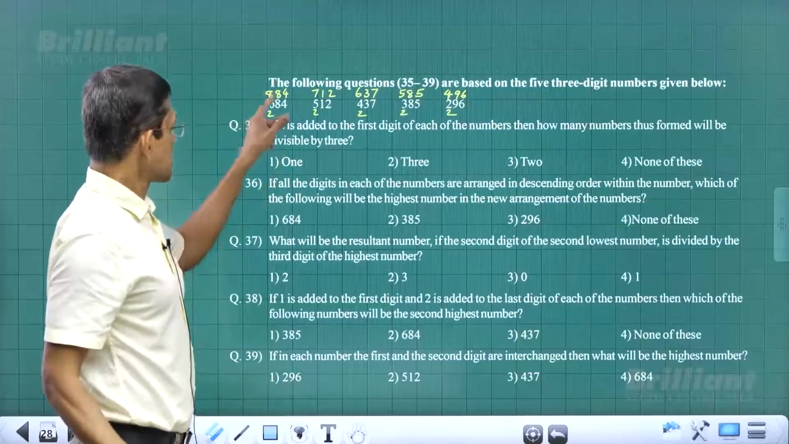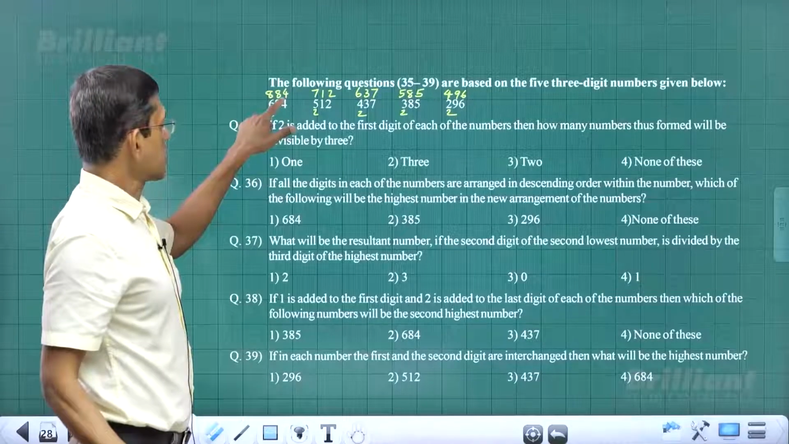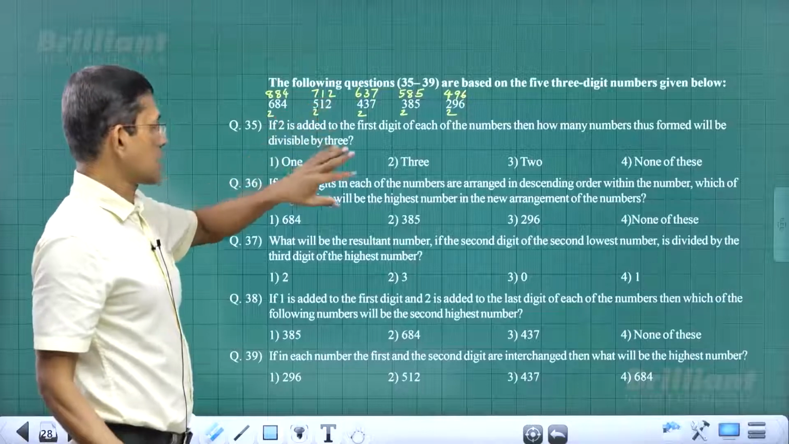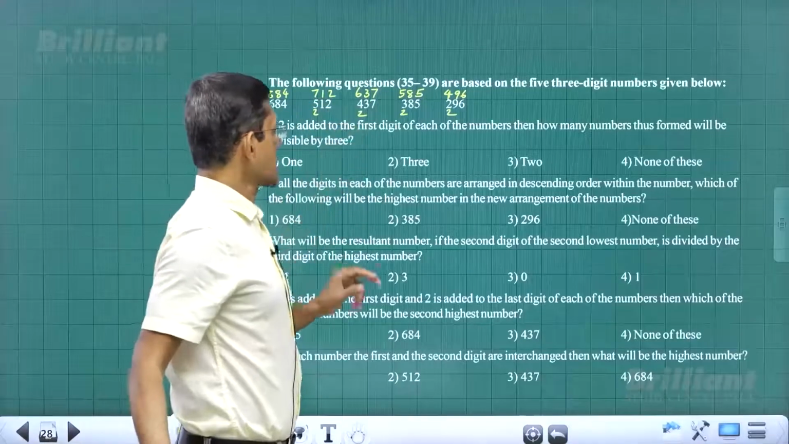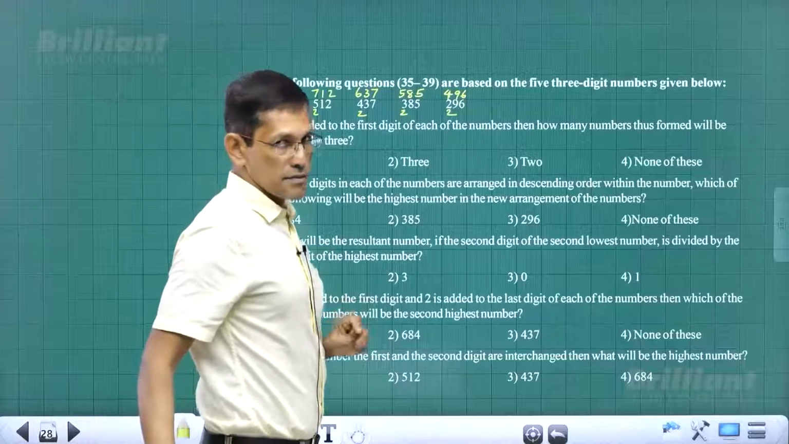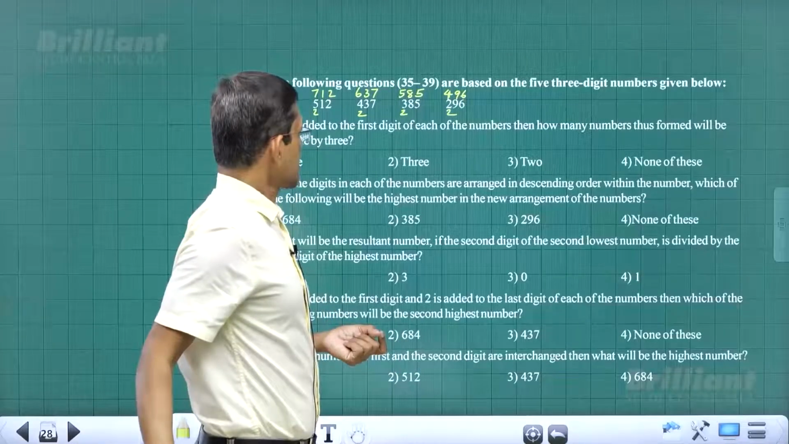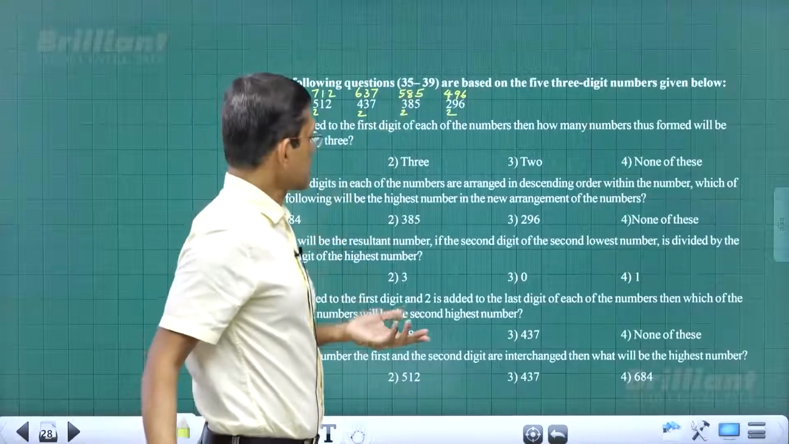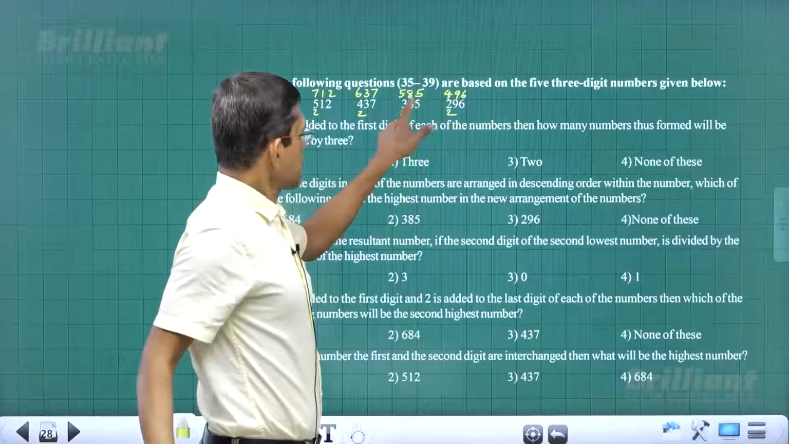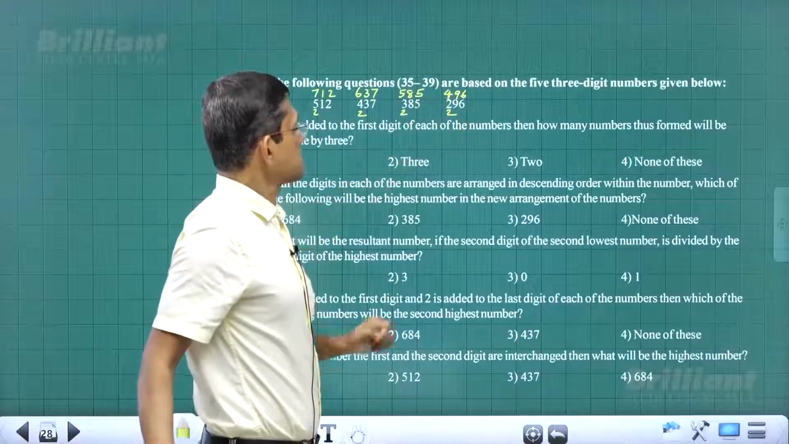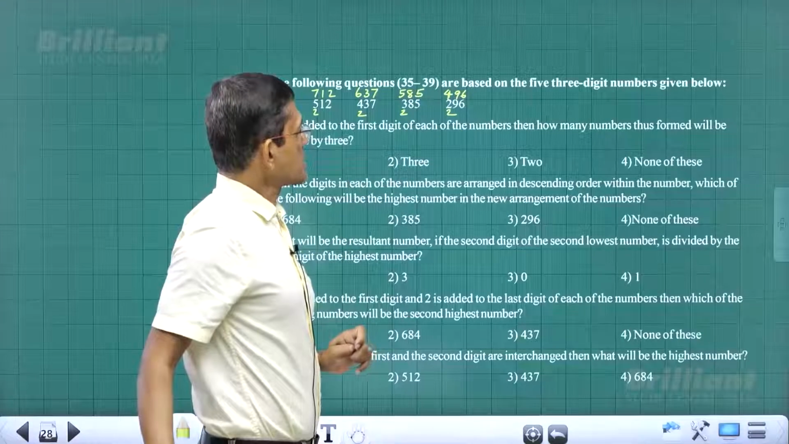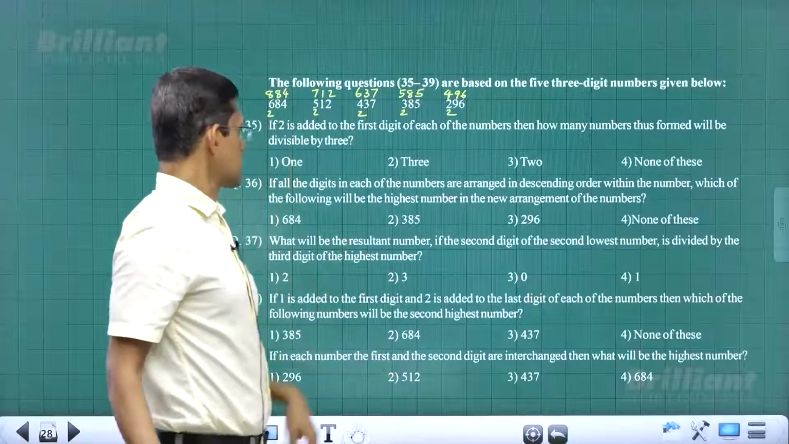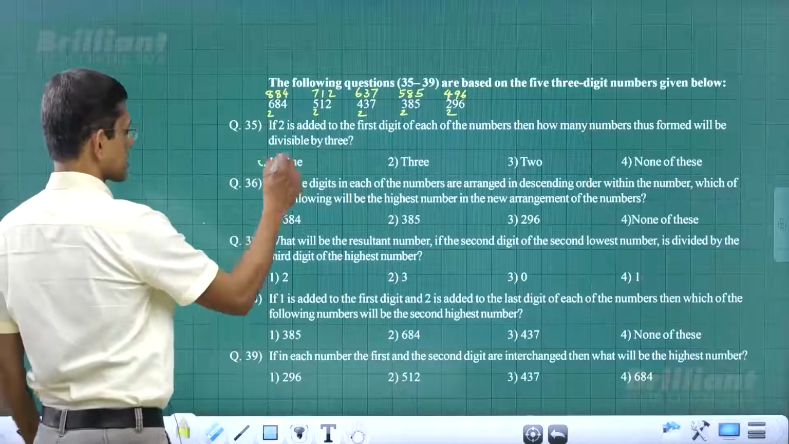Here it is 8 plus 8, 16 plus 4, 20. That's not divisible by 3. 7 plus 1 is 8, 8 plus 2 is 10, not divisible. 6 plus 3 is 9, 9 plus 7, 16, so that is not divisible. 5, 8, 5: 10 plus 8 is 18, so that's divisible by 3. 496 is 19, which is not divisible by 3. So how many? Just one of them is divisible by 3. So 1 is the answer.